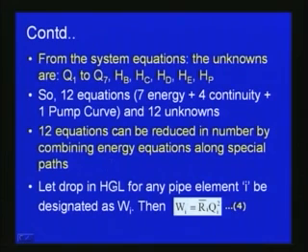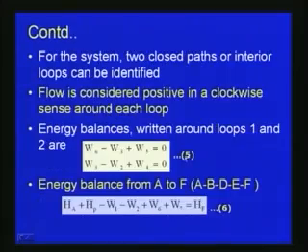So we will assume the drop in hydraulic gradient line for any pipeline, say pipe I, is designated as WI. As we have seen, this drop in hydraulic gradient line WI is equal to RI bar QI square. This is a relationship we have seen earlier. So the drop in HGL for any pipe element I is WI equals RI bar QI square, as in equation number 4.